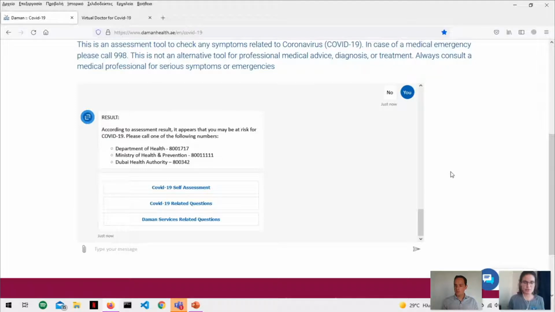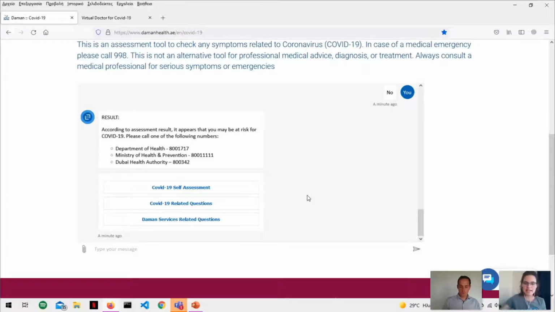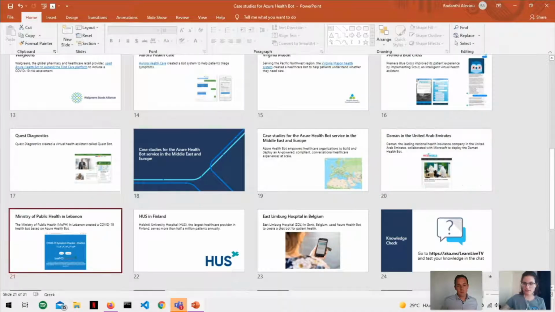So that was pretty much it. That was the very quick self-assessment. We can still ask the bot COVID-19 related questions or Daman service related questions. And let's go to our second example for case studies in the Middle East, which is, let me go here.